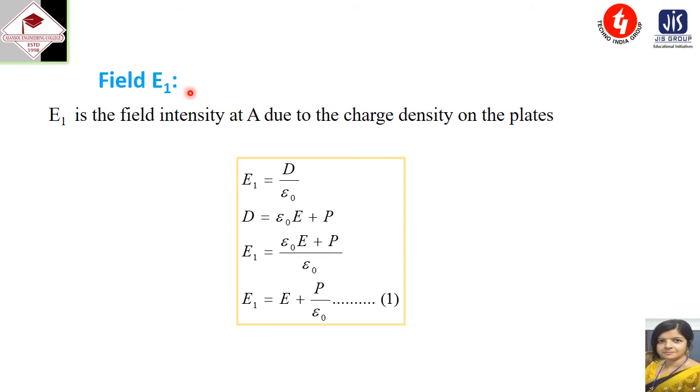Now the field E1. E1 is the field intensity at A due to the charge density on the plates. So E1 equal to D by epsilon 0 and D equal to epsilon 0 E plus P. So E1 equal to epsilon 0 E plus P by epsilon 0. So E1 equal to E plus P by epsilon 0. So we are putting this as equation number 1 for this internal electric field.